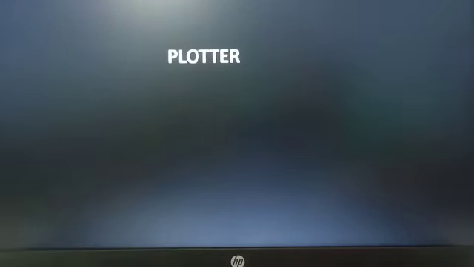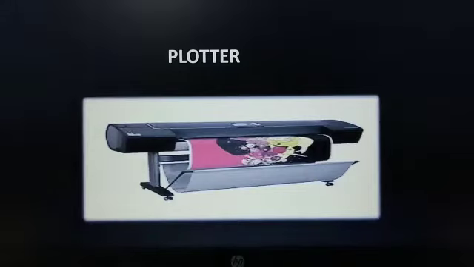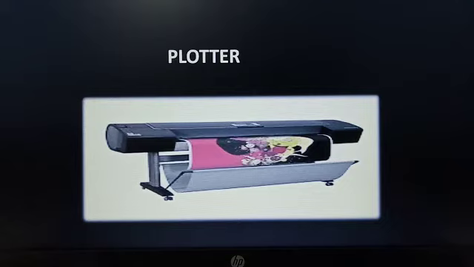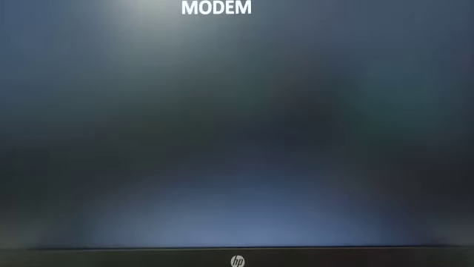Now we study plotter. A plotter creates a hard copy of a digitally rendered design. The design is sent to the plotter via a graphics card and it creates the design using a pen. It is generally used for engineering applications. Plotters usually draw images using a series of straight lines. Now you can see the image of a plotter.